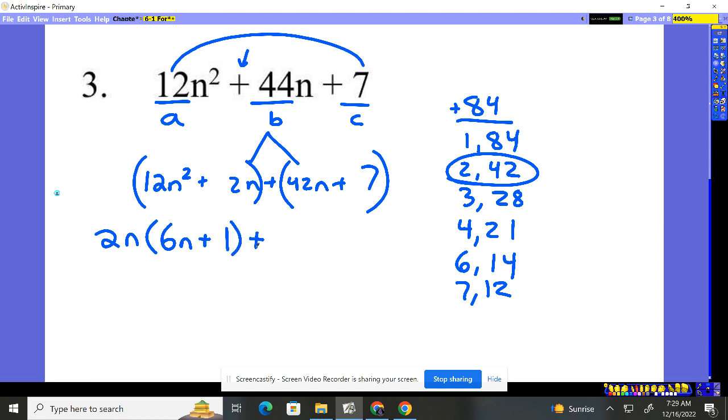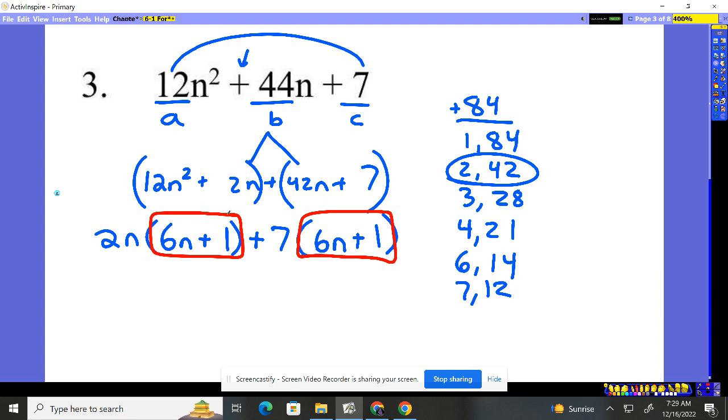Plus, now let's factor this group right here. 42n plus 7. I can see a 7 there. It factors out. 7 times 6 is 42. And then just the n there. Plus 7 times what gives you 7? A 1. And notice here now what has happened. This is a 6n plus 1. This is a 6n plus 1.